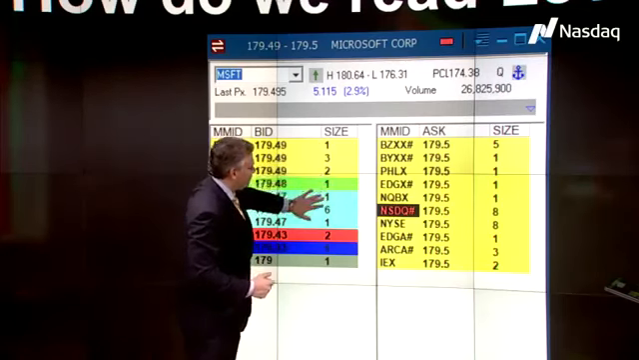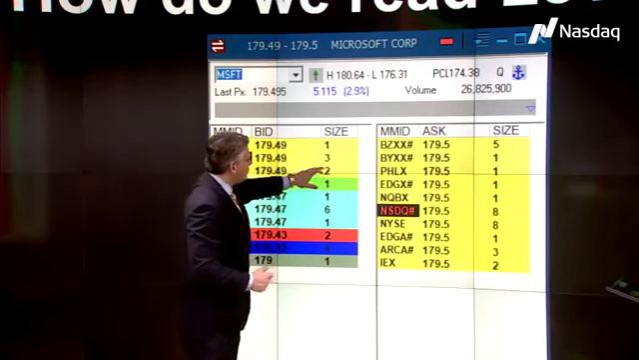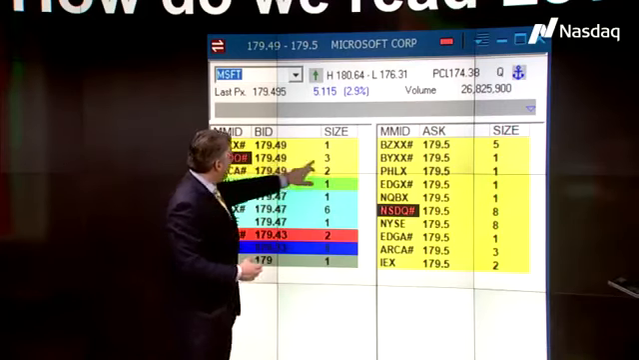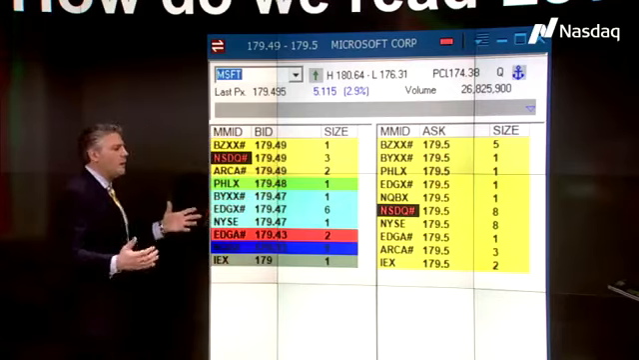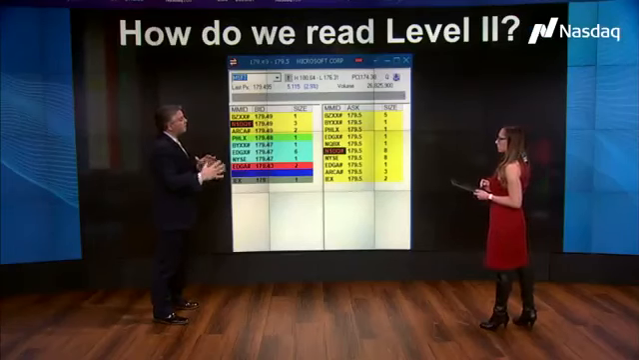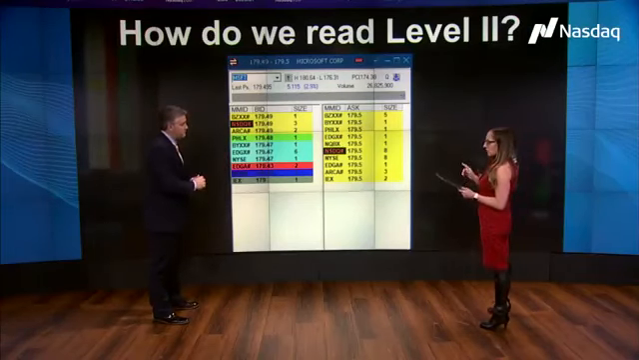You're looking over here at tier sizes. These are multiplied by 100, so you think, wow, that's all Nasdaq has, a bid out there for 300 shares at 179.49. Is that really a lot? Well, but when you aggregate them and look at TotalView, it's a different ball game. All right, let's take a look at our next chart here.